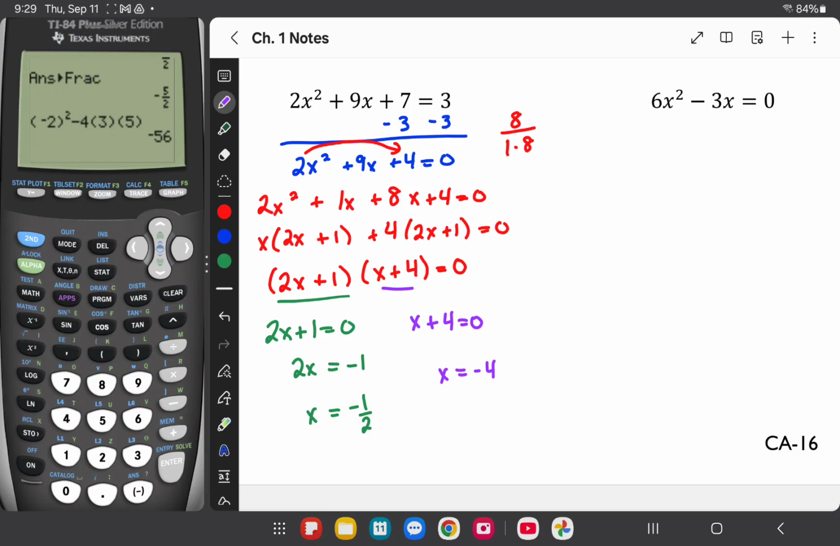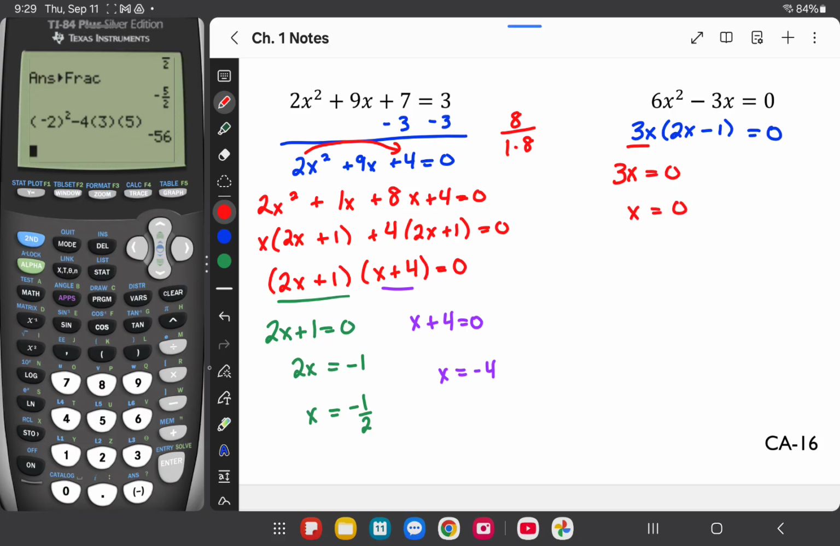All right, let's go and take a look at another example of this. On the next example, we've got 6x squared minus 3x equals 0. It's already equal to 0, so I can go straight to factoring this. And in order to factor, I'm going to first take out a greatest common factor. In fact, that's really all we have to do here. Then I'm going to set each of my factors equal to 0 and solve them.